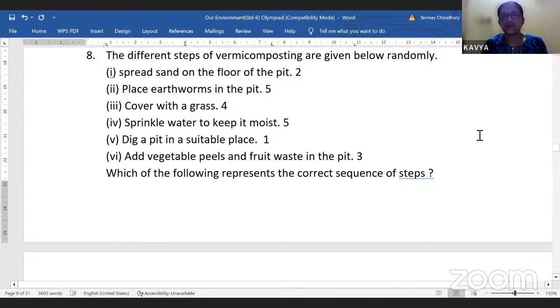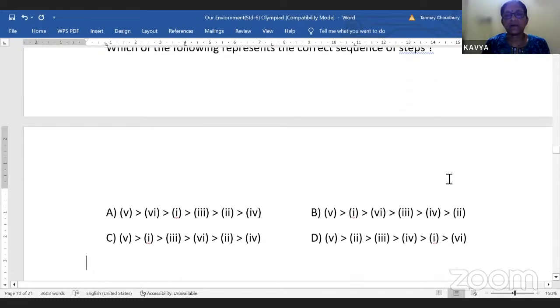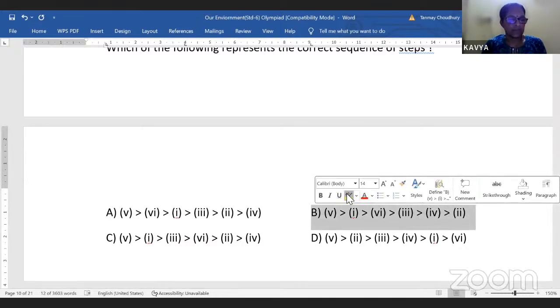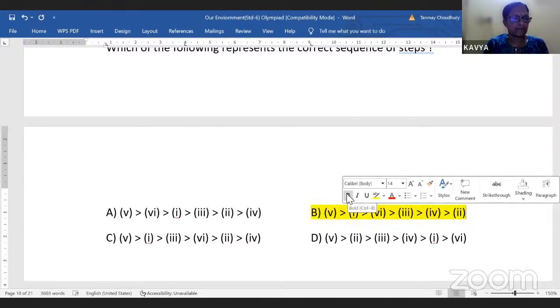I think none of the options here is showing correct. But this is the correct one. Number 1, number 2. So it will be 5, 1, 6. Let's see. 5, 1, 6 here. This one. Yes, this is the correct option. Option B. Yes, option B, correct.